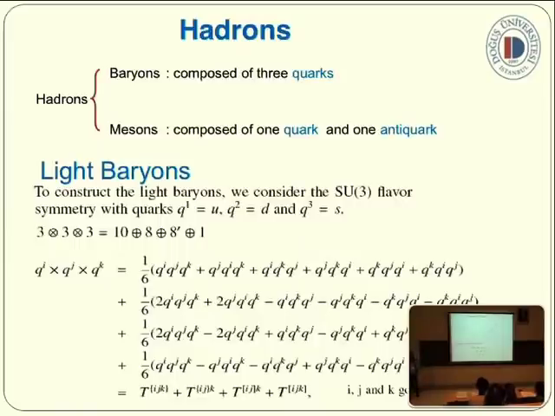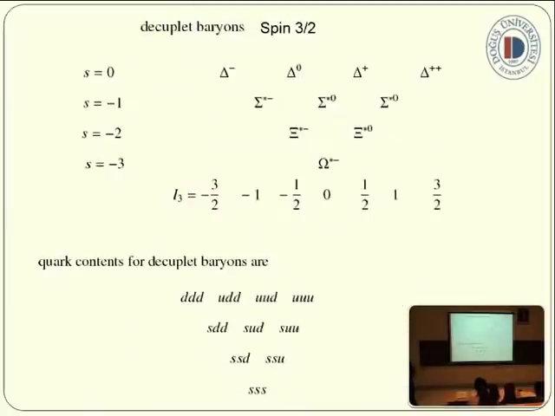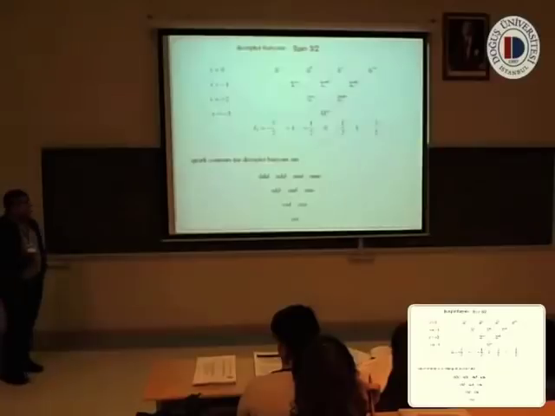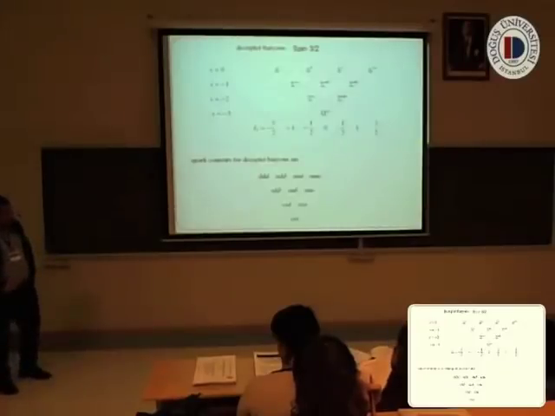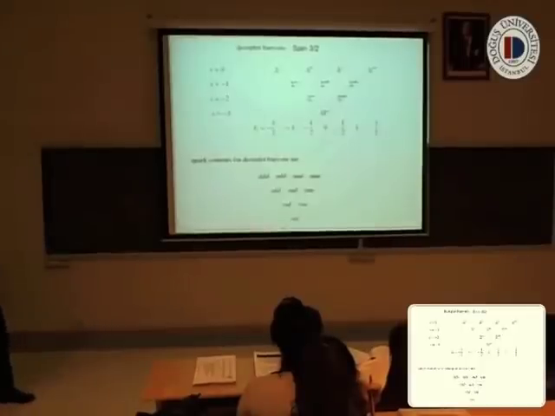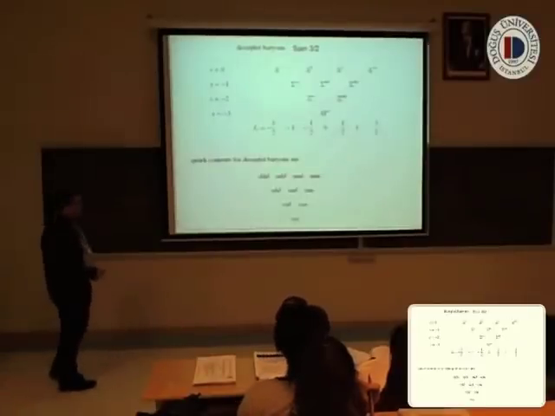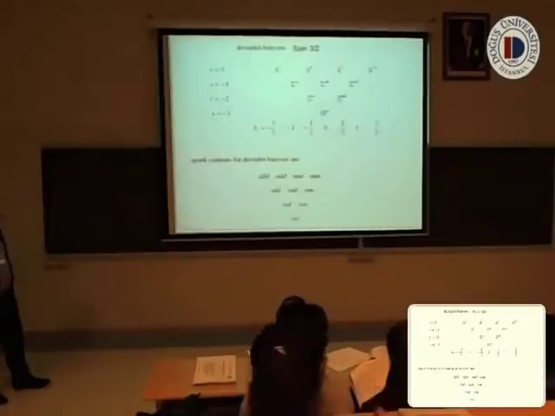So the decuplet baryons are these baryons, which have spin 3/2. The y-axis shows the strangeness, and the x-axis shows the third component of the isospin. For the first line, we have delta baryons. Here is the quark content for these baryons. For example, delta minus has three down quarks. Here we have no strange quark, and the strangeness for this line is zero.